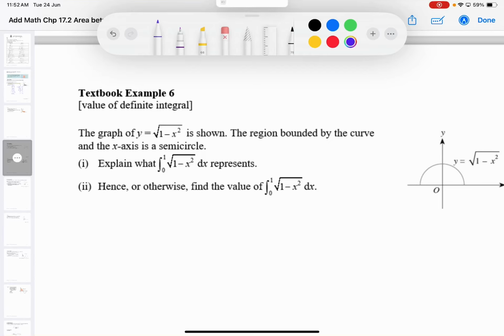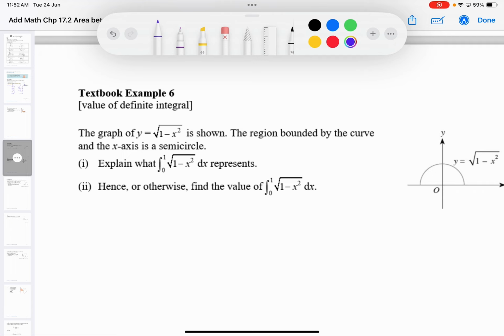Okay, I'll now move on to example 6. The graph of y equals the square root of 1 minus x squared is shown. The region bounded by the curve and the x-axis is a semicircle. Explain what the integral from 0 to 1 of this expression represents.